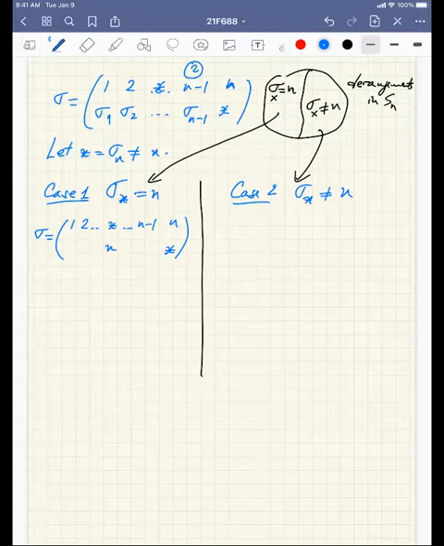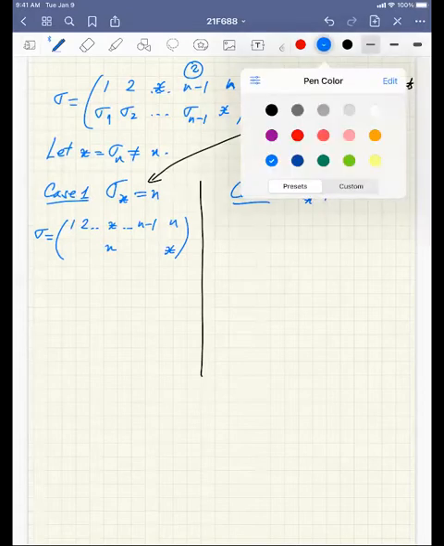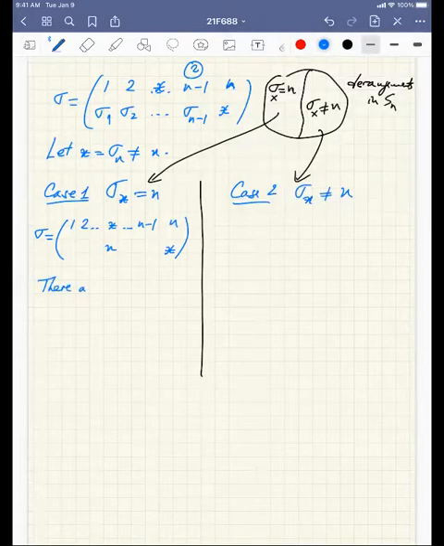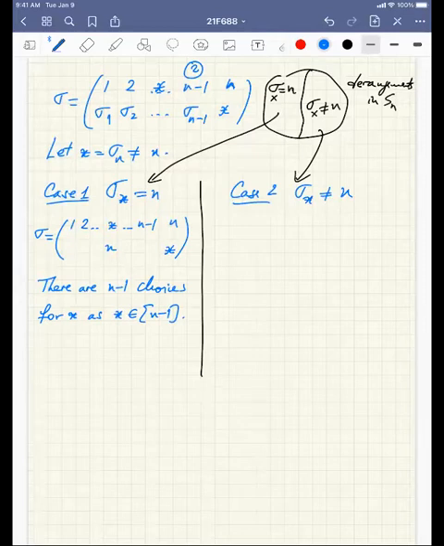Okay. Now, first of all, how many choices do we have for x? There are n minus 1 choices for x, as x can be anything between 1 and n minus 1, so it belongs to the set 1 to n minus 1.